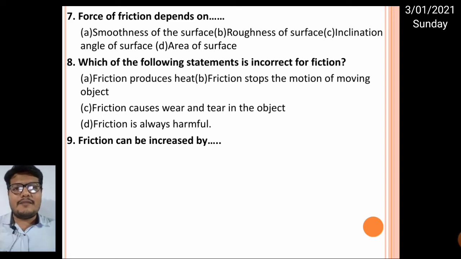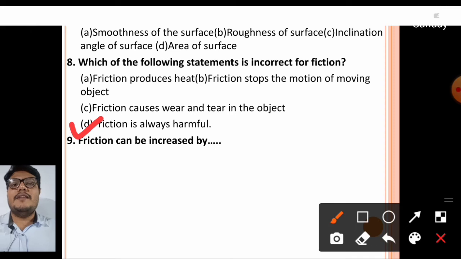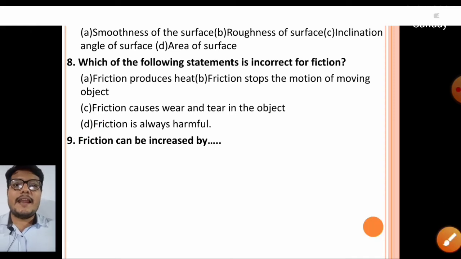Now let's check for D. Friction is always harmful. So it is not like that. There are advantages also, disadvantages also. In some cases it is helpful, in some cases there are disadvantages, right? So the statement that friction is always harmful is incorrect. So our answer will be number D, friction is always harmful. Okay, let's see number 9.